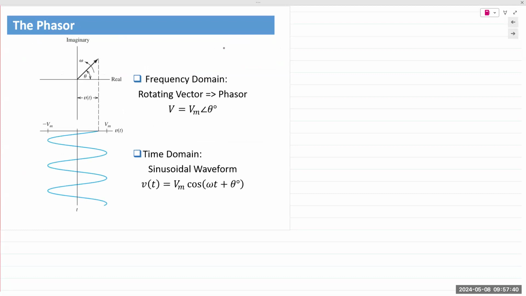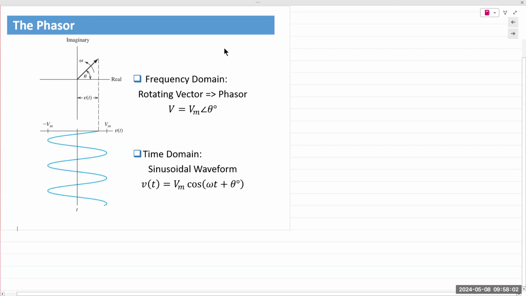So we have a time varying waveform represented by the sinusoidal waveform right here. What we will do is represent this time varying waveform as a rotating vector in the complex plane.